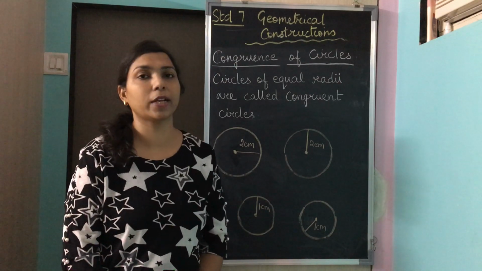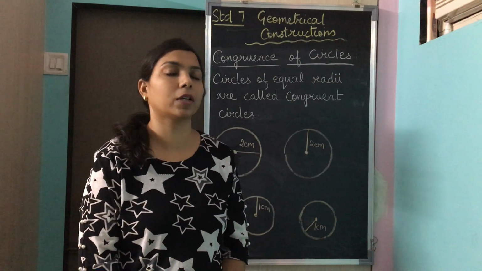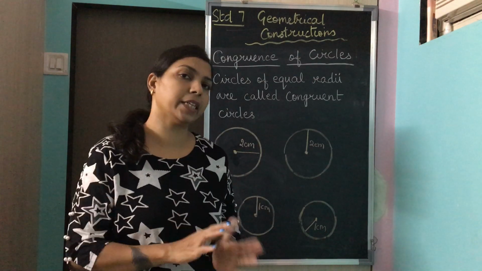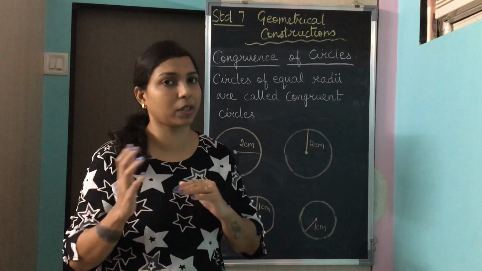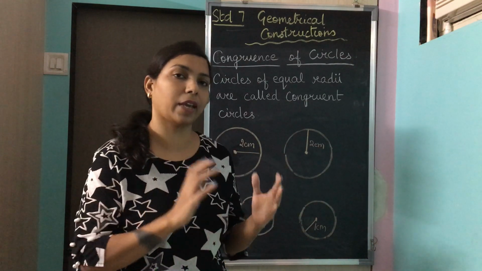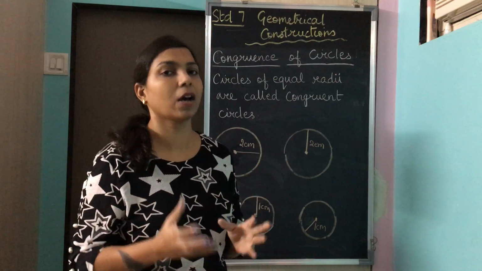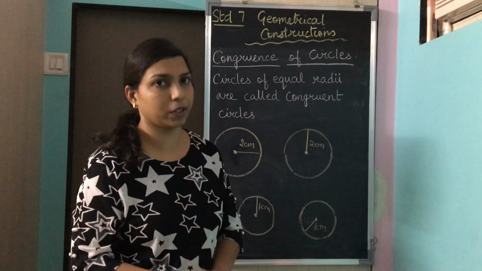In the last video, the last thing that we had learnt about was congruency of line segments. Just a reminder, congruence means equal in measure. When you have two geometrical figures which are having the same measurements, we say that those two geometrical figures are congruent to each other. Okay, so now we move further.